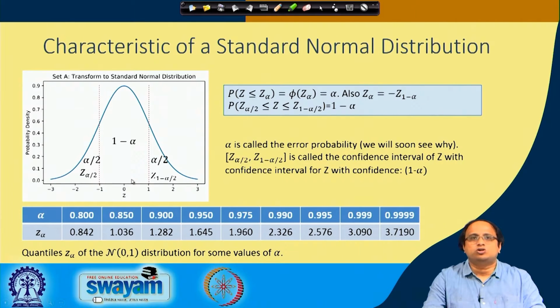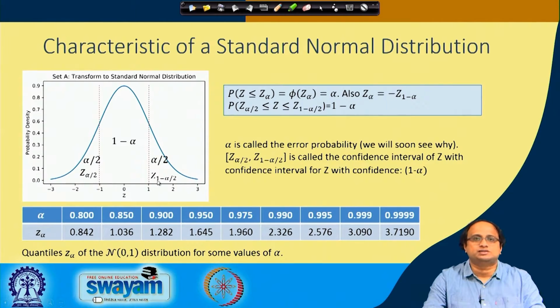Also note that Z alpha is equal to minus Z 1 minus alpha, because it is symmetric over the 0 value. This is the 0 line, because the mean is 0 in this case. So, Z alpha equals minus Z 1 minus alpha, which you can easily check from the normal distribution curves. That implies that if I take a region from Z alpha by 2 to Z 1 minus alpha by 2, then the probability that Z will lie in it is equal to 1 minus alpha.